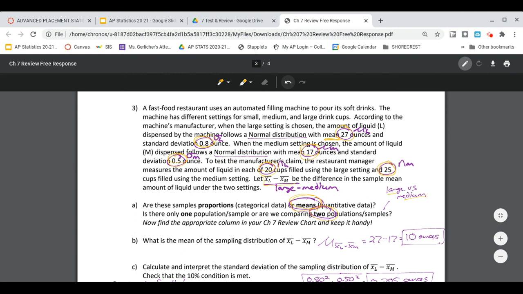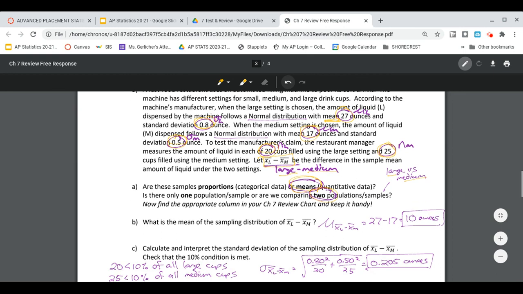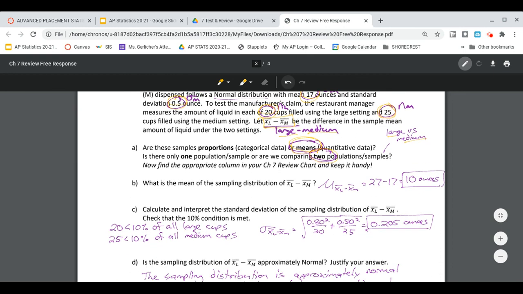And it's worth noting here too, because we're subtracting, it does matter which order you subtract in. You have to be consistent the whole way through. So I'm just taking note that it's large minus medium. That's the order that they happen to pick, and so we'll stick with that order. Okay, so pull out your chart. This would be the last column, the second column on the second page. And so for the center, you just subtract your 2 population centers and get 10.